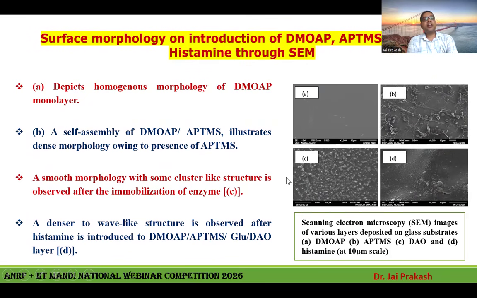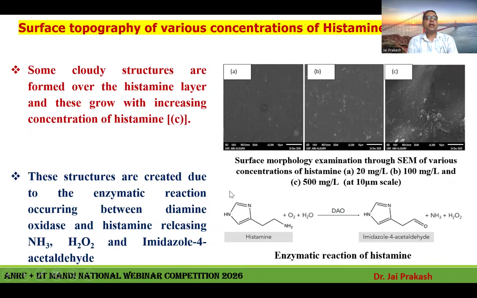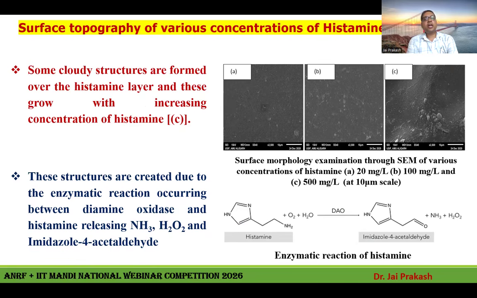And in this slide, you can see the surface morphology on introduction of surfactant, silane, enzyme, and histamine through the scanning electron microscope. So you can see the homogeneous morphology of surfactant monolayer in figure A. In figure B, you can see the self-assembly of this surfactant and silane solution. And in figure C, you can see the immobilization of the enzyme, that is DAO. And in figure D, you can see the wave-like structure that is observed after the histamine was introduced on the self-assembled monolayer.